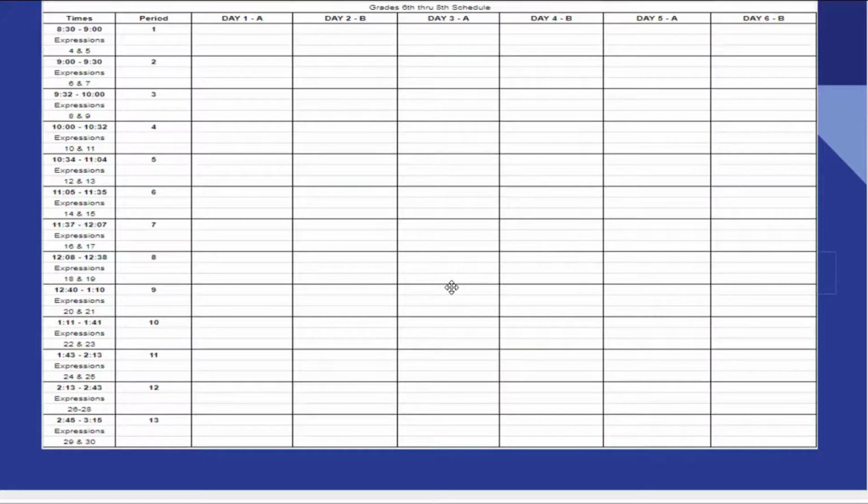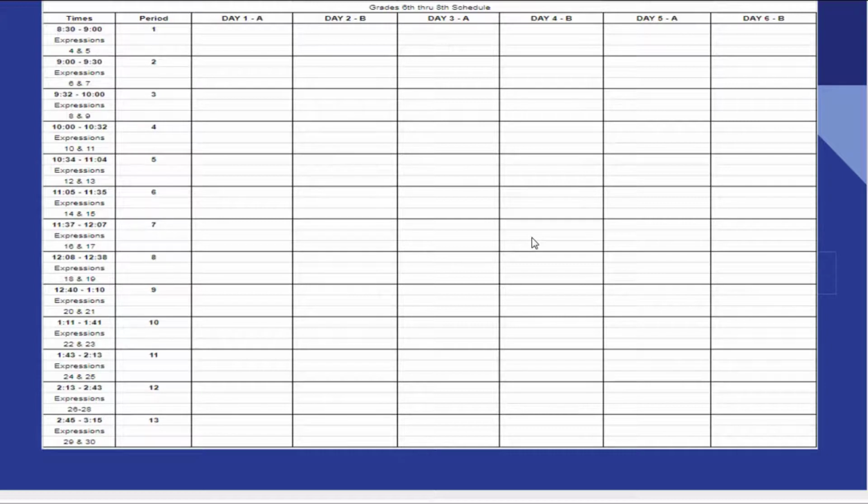This is a copy of the schedule that students in grades 6 through 8 will receive on the first day of school, along with a copy of their Bell schedule attached to the matrix schedule. Students will be able to view the expressions in real time. If you look to the left-hand side, each of the periods are broken up by times of the day and expressions that match the matrix view.